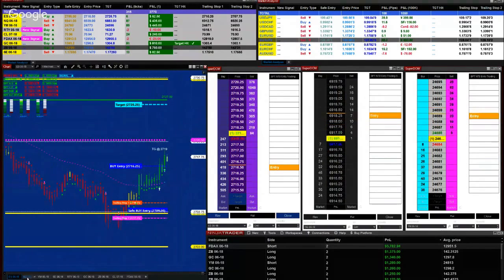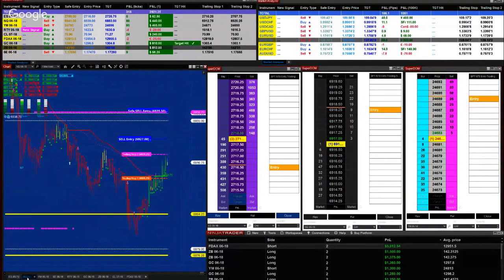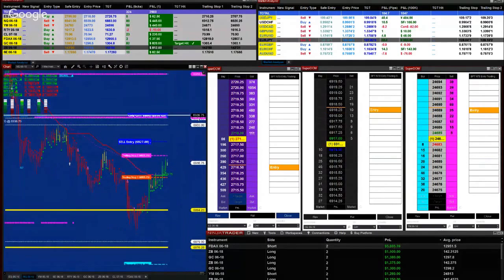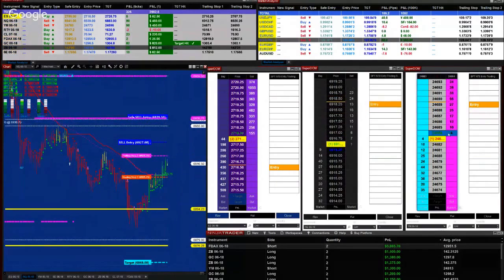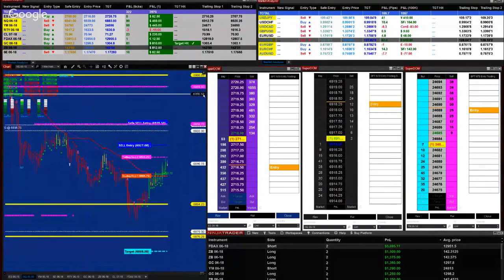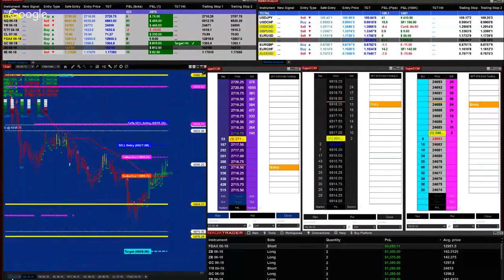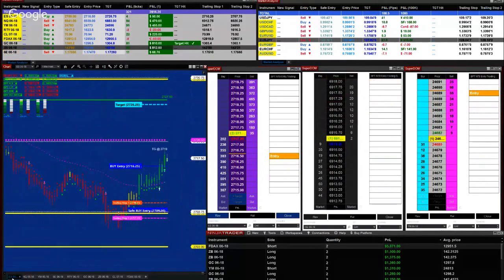And let's look at the Nasdaq entry. It's not following. The charts are slower than the dome for some reason. We'll come to NinjaTrader 8. Okay, we'll stay on here till that chart follows it.